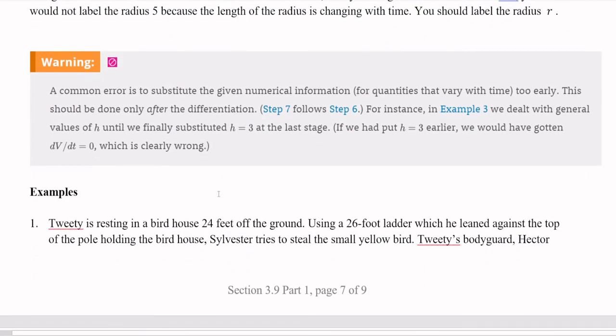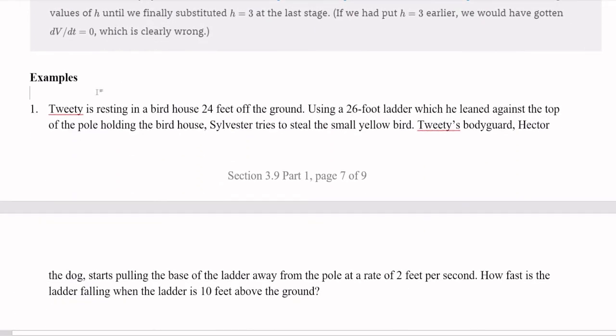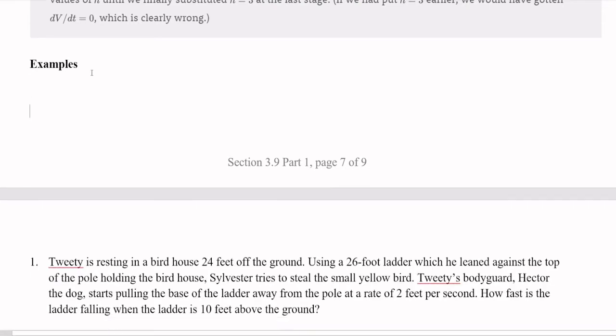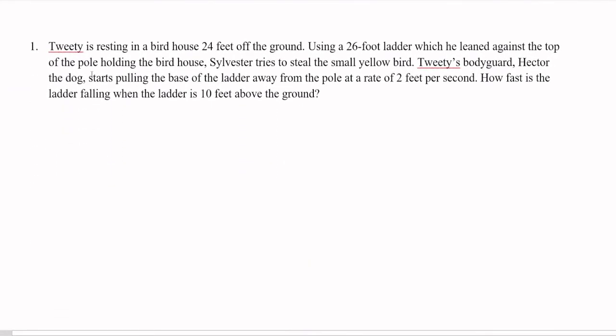Okay. So example number 1, and we'll put this down here. And a lot of these are word problems, so it's okay. They're just word problems. Tweety is resting in a birdhouse 24 feet off the ground. Using a 26-foot ladder, which he leaned against the top of the pole holding the birdhouse, Sylvester tries to steal the small yellow bird. Okay. Tweety's bodyguard, Hector the dog, starts pulling the base of the ladder away from the pole at a rate of 2 feet per second. How fast is the ladder falling when it's 10 feet from the ground?